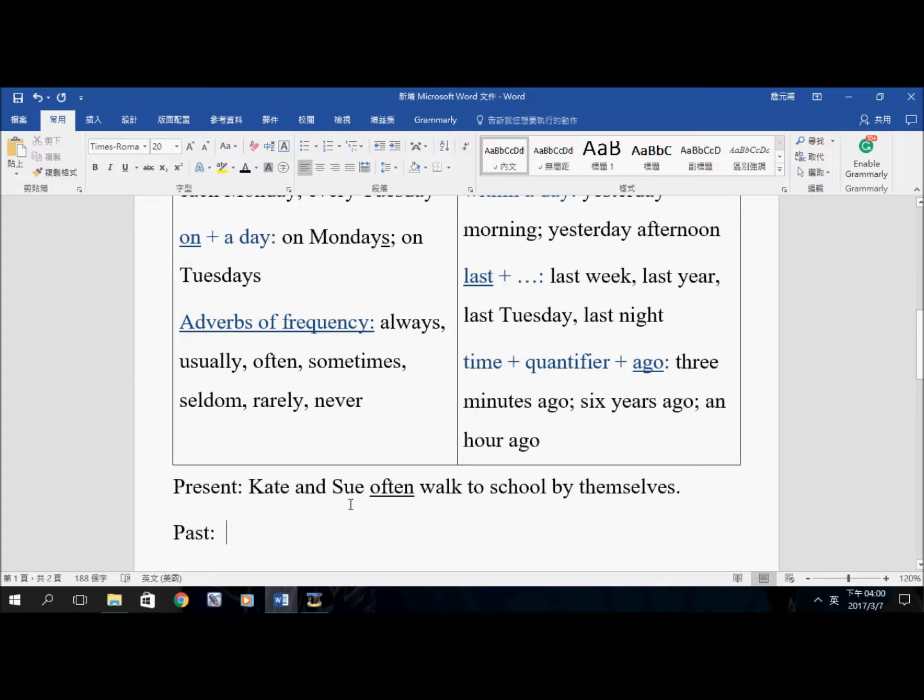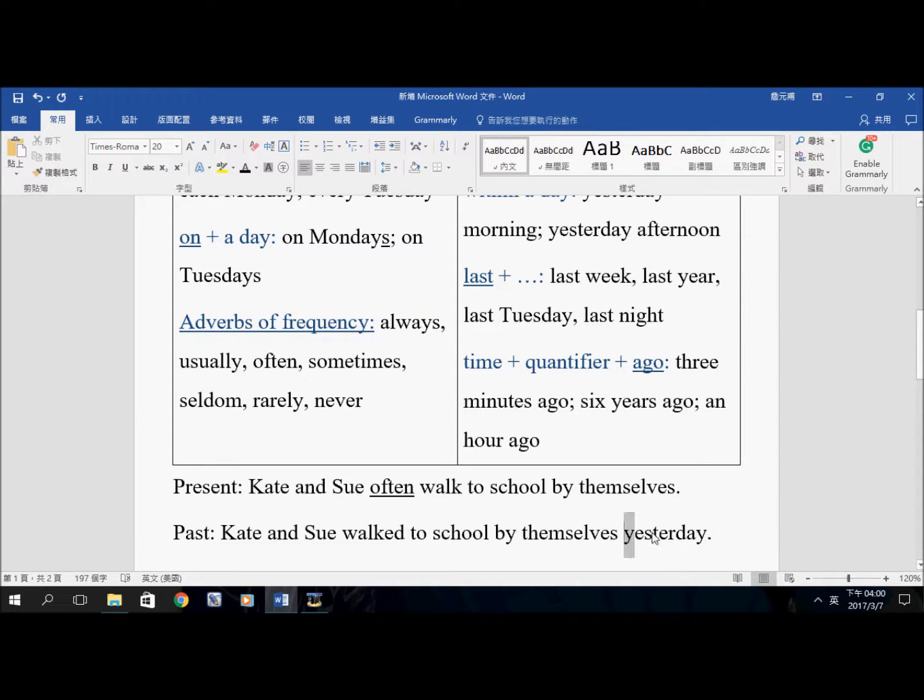Now let's rewrite the sentence into a past tense sentence. Kate and Sue walked to school by themselves yesterday.